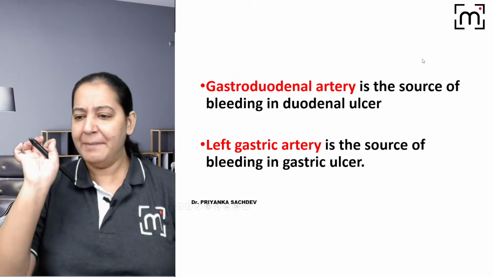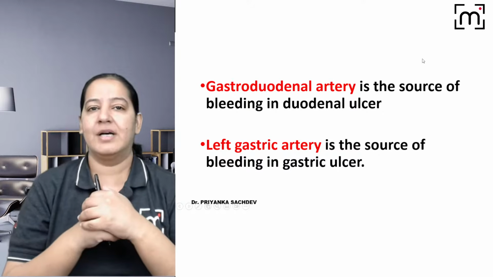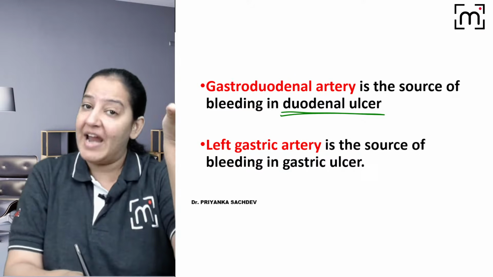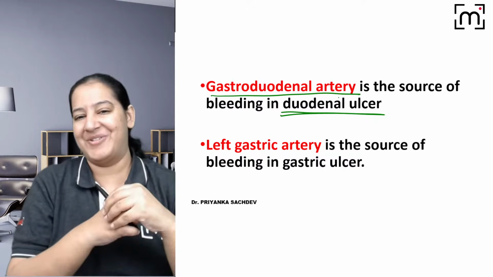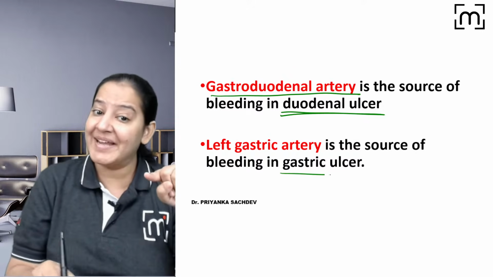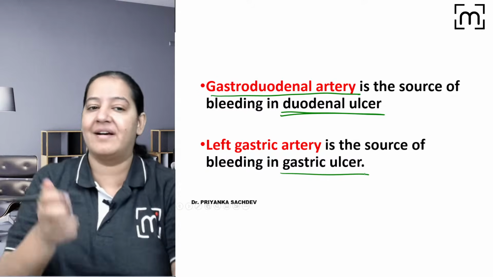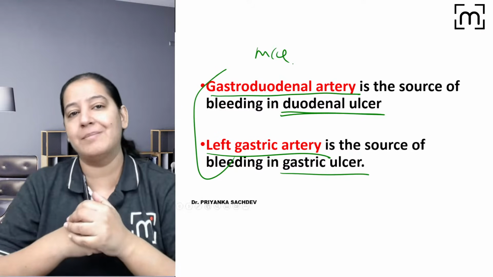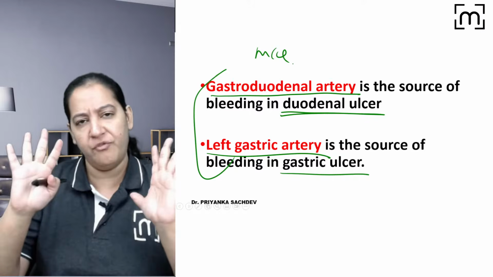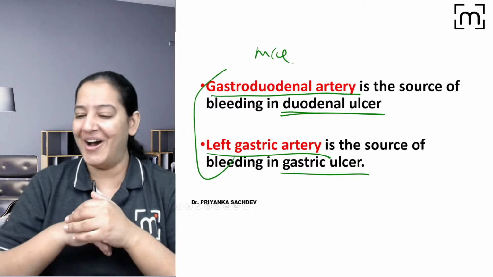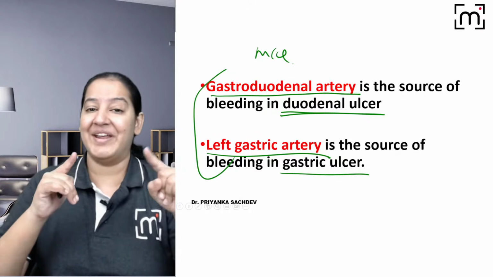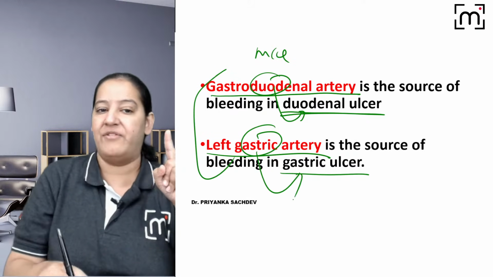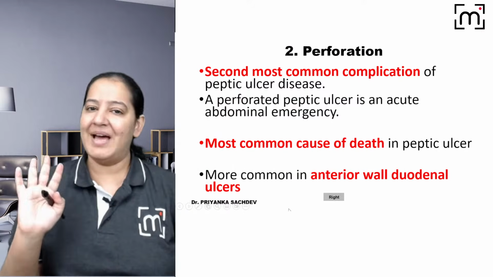So tell me the name of the artery which bleeds in both the ulcers. In duodenal ulcer, the artery which ruptures and bleeds is the gastroduodenal artery. And the artery in gastric ulcer which ruptures and starts bleeding is the left gastric artery. Both are MCQs, more important for MCQs, but you should know for theory also. You got it? So gastroduodenal artery for the duodenal ulcer and left gastric artery for the gastric ulcer. You can learn like that. So that is about the artery.